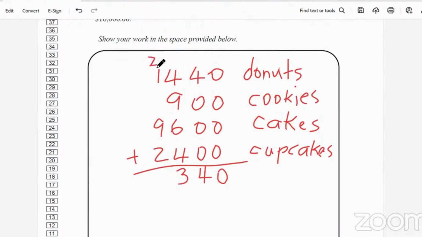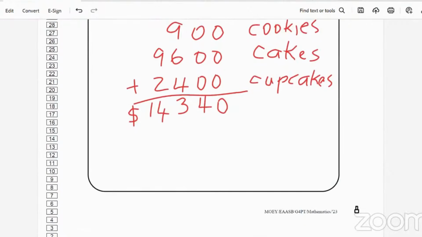Okay, so 9 plus 1 is 10. 10 plus 2, that's 12. 12 plus 2, that's 14. Okay, so we made, or this class made, $14,340. So of course, like the treasurer said, they did not meet their goal of $16,000.